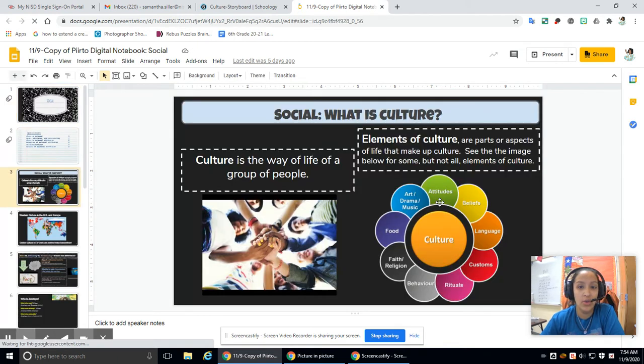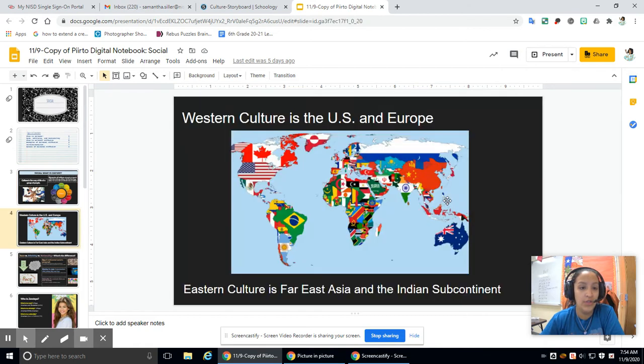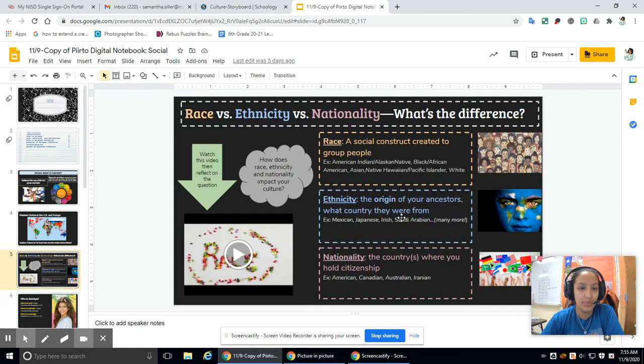All right, so what is culture? We've talked about the different parts or aspects that make up our culture. You have attitudes, belief, behavior, religion, food. And then here, Western culture is the US and Europe. Eastern culture is the Far East Asia and the Indian subcontinent. All right, so that's a pretty cool looking map.